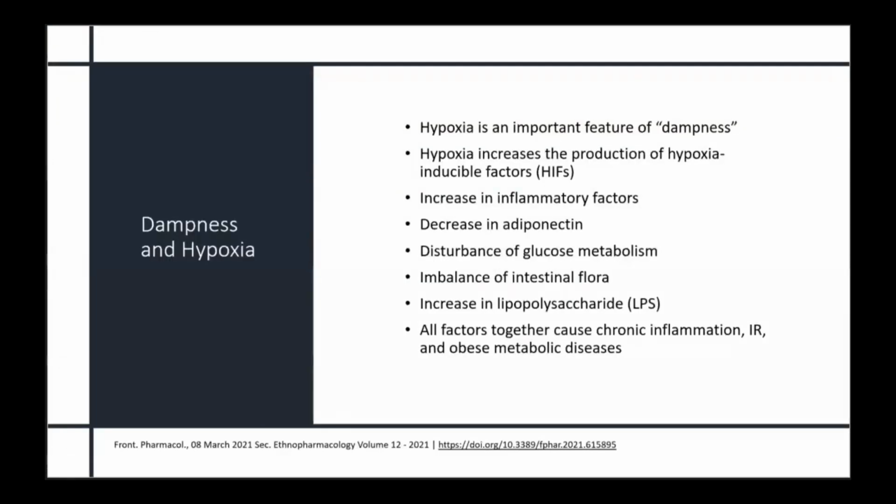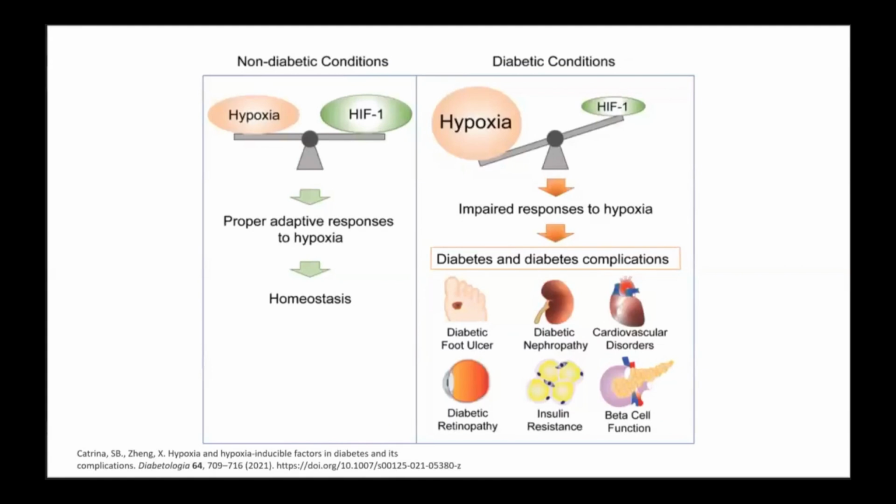So as we transition to part 3, we're going to look at hypoxia, because I mentioned it's an important feature of dampness. Dampness that's sticky now. It's not so full of oxygen. Increases hypoxia-inducible factors, which then drive angiogenesis, the growth of new blood vessels, which in this world of cancer and things like that, we don't want that. Increase in inflammation, decrease in adiponectin, right? Adiponectin is the thing that makes our glucose and insulin signaling better. Imbalanced intestinal flora, increased lipopolysaccharides, altogether causing chronic inflammation, insulin resistance, and obese metabolic disease. Here's just a diagram of that. Non-diabetic on the left, diabetic on the right.